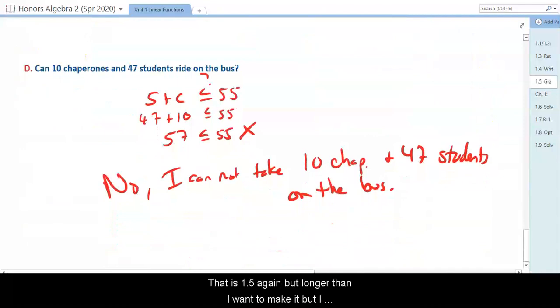All right, that is 1.5. Again, a little longer than I want to make it, but I hope you got as much as you need out of it. Your assignment is there for you. And don't forget, we are also reviewing today for the mid-chapter quiz tomorrow. Good luck.